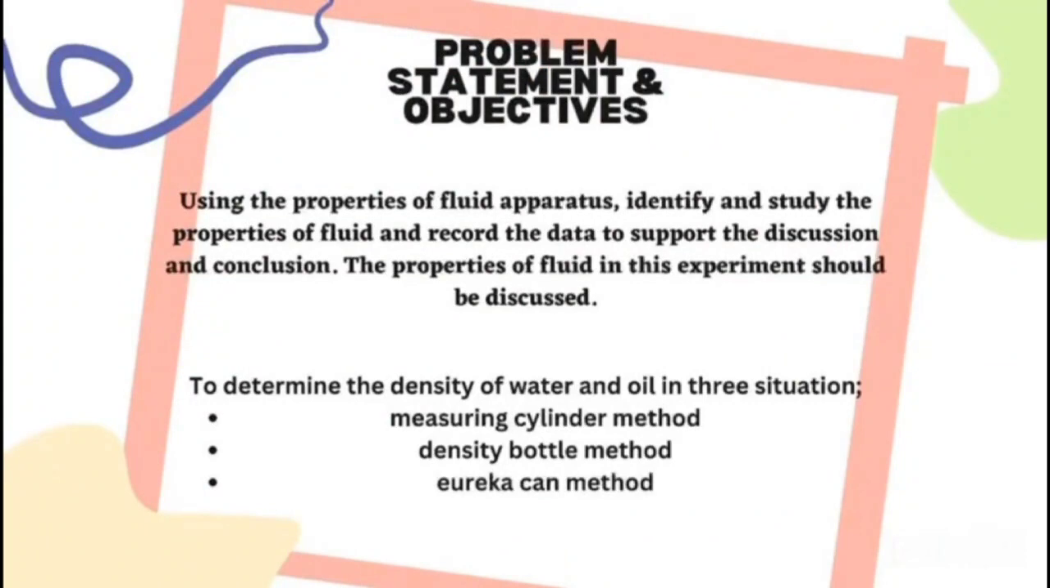For this experiment, using the properties of fluid apparatus, identify and study the properties of fluid and record the data to support the discussion and conclusion. The properties of fluid in this experiment should be discussed. The objective of this project is to determine the density of water and oil in three situations, which are the measuring cylinder method, the density bottle method, and the last one is the Eureka can method.